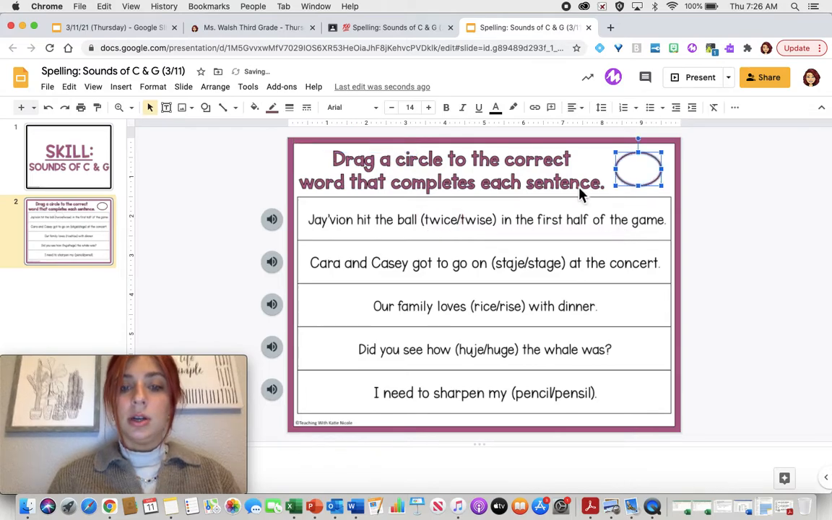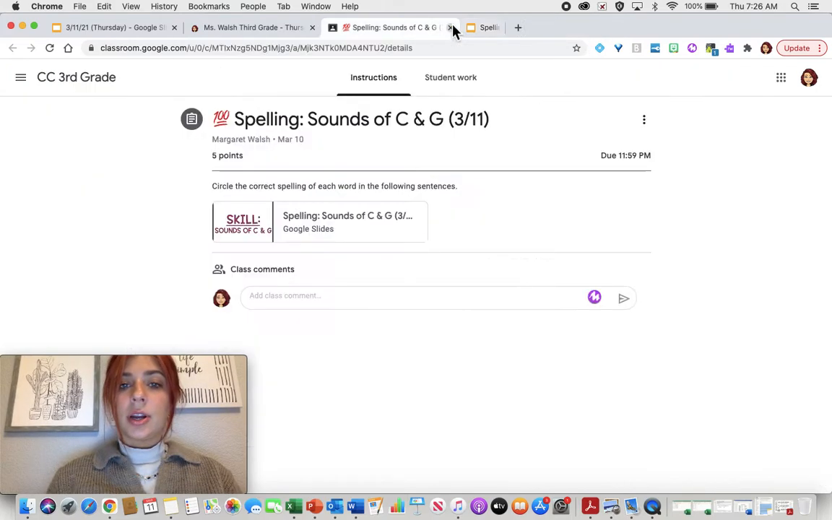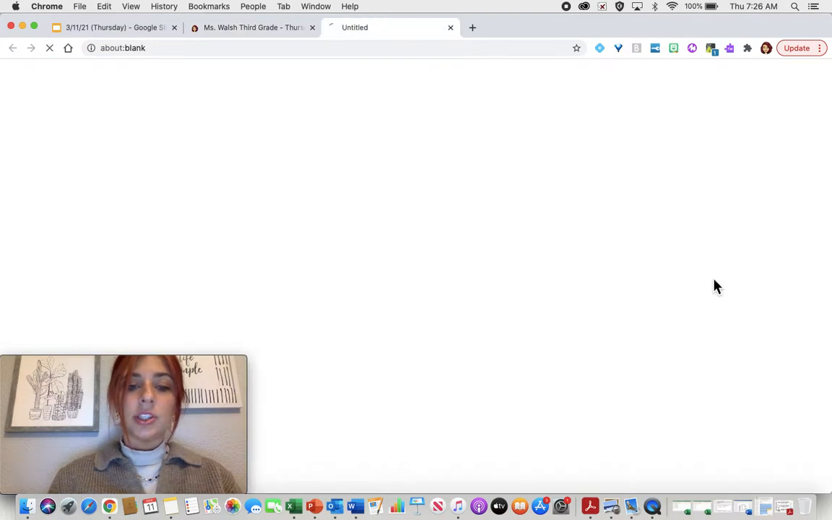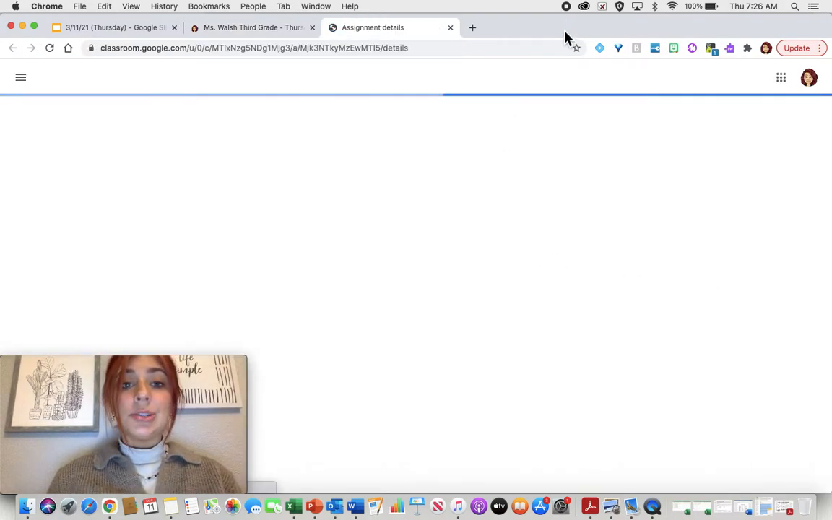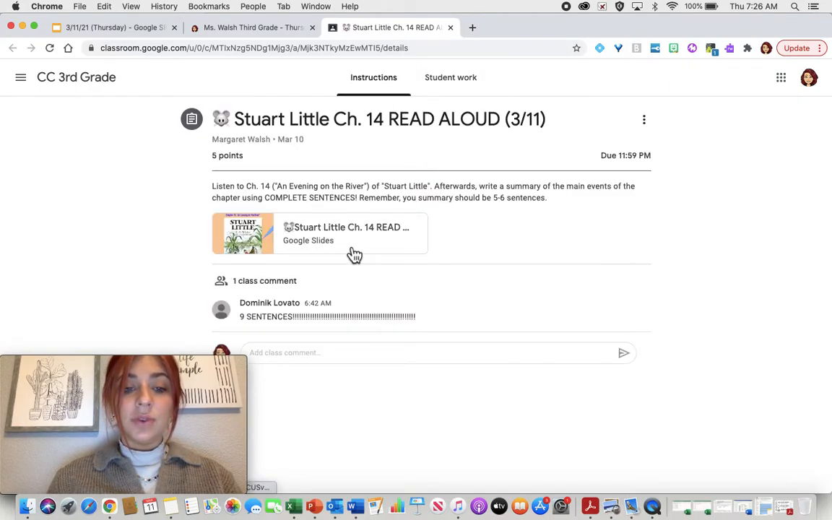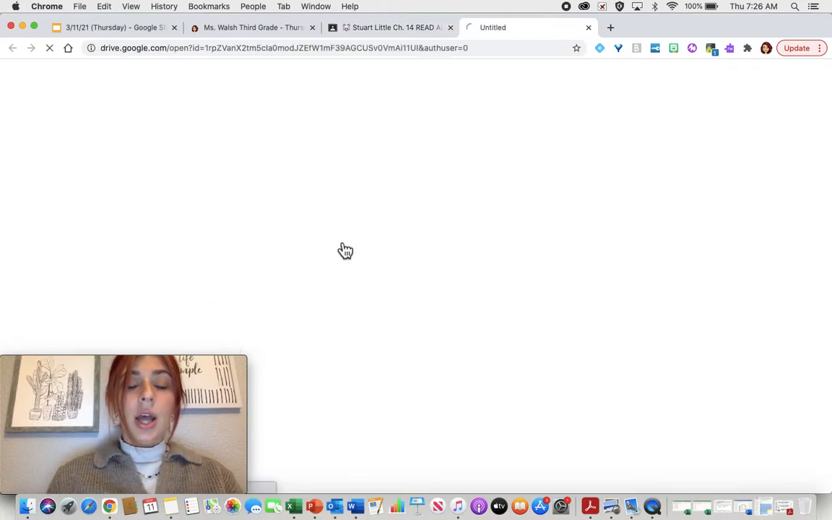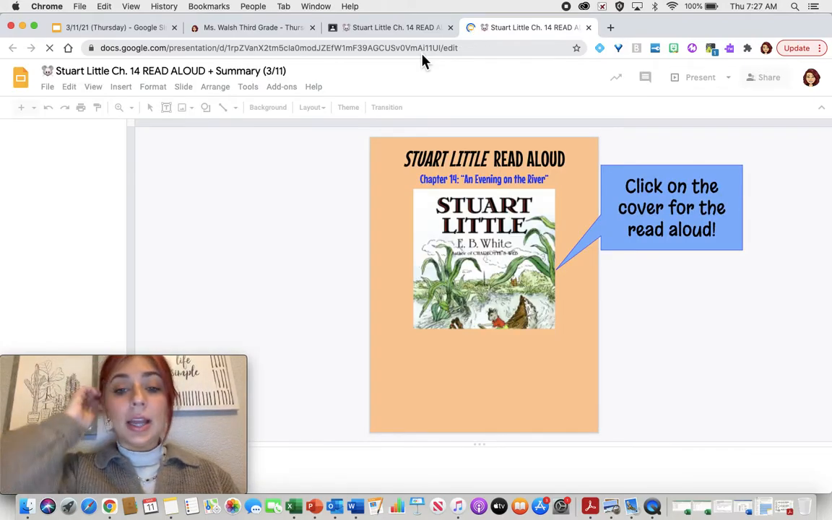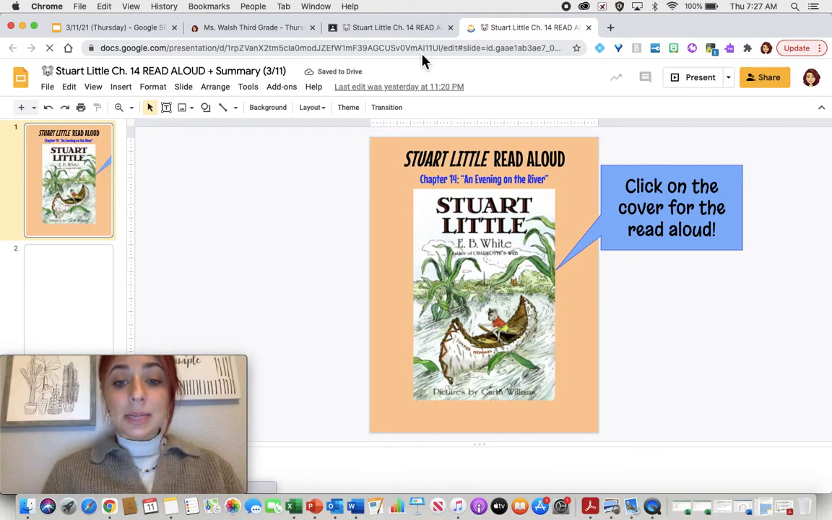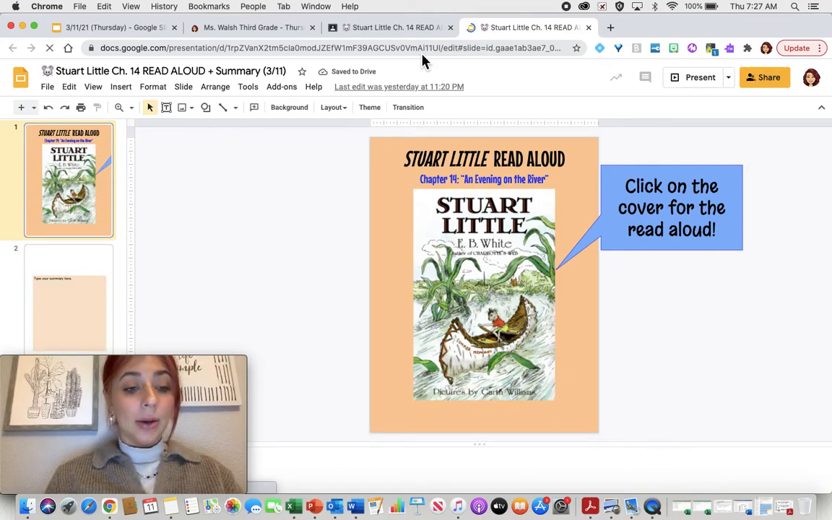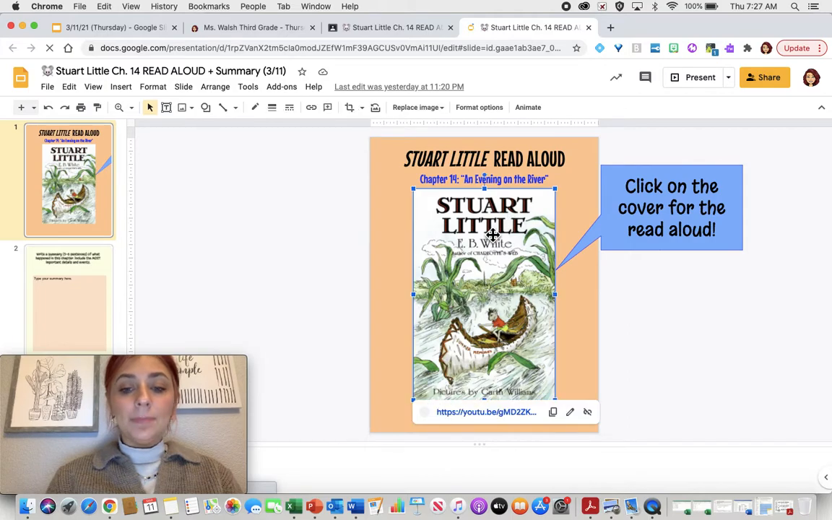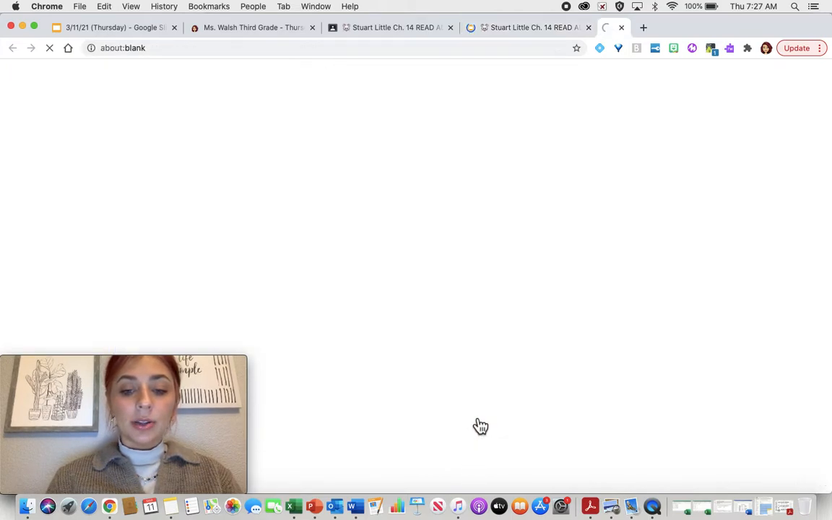Then you're going to go ahead. After your spelling, we are going to be finishing up Stuart Little. This is chapter 14. I have talked to a couple of your families already, and I was able to find a read aloud version on YouTube. With this read aloud, you guys are going to click on the YouTube.